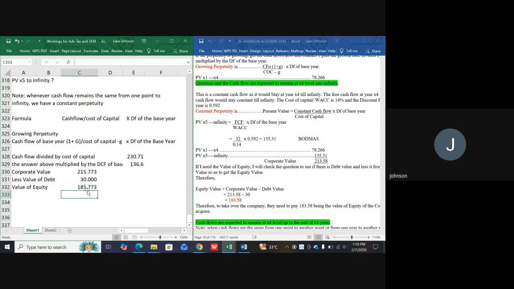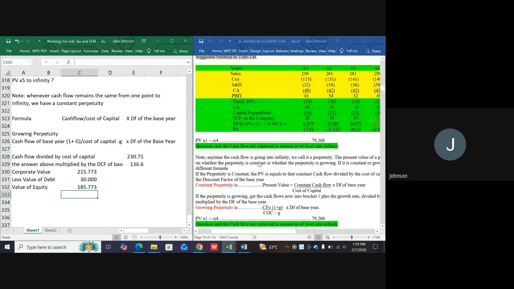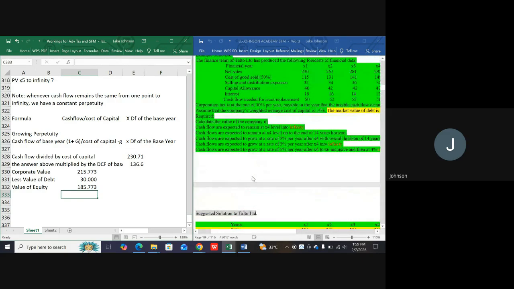Okay. So what we are going to do now is, we are done with the first question, and I believe everybody understands the first question. So let's look at the second question. The second question that we are told to do is this. They say cash flows are expected to remain at X4 level up to the end of 14 years horizon.